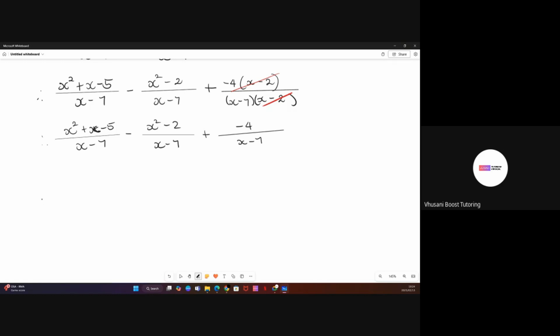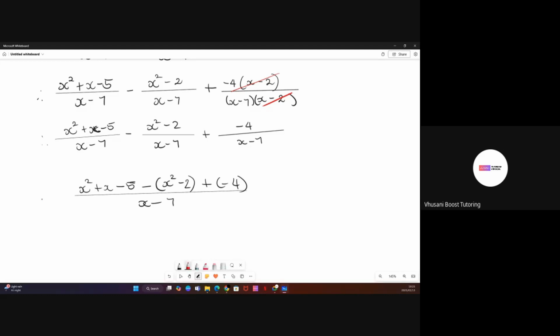So we have the same denominator. So we have a common denominator of x minus 7. So we just write it underneath over there. So x squared plus x minus 5 minus x squared minus 2, do not forget the brackets, plus your negative 4, right? Let's simplify everything.